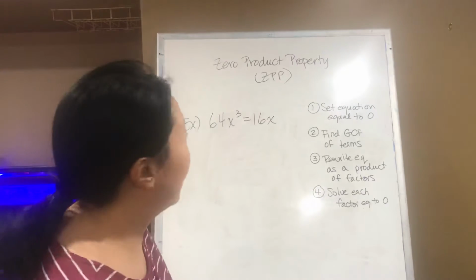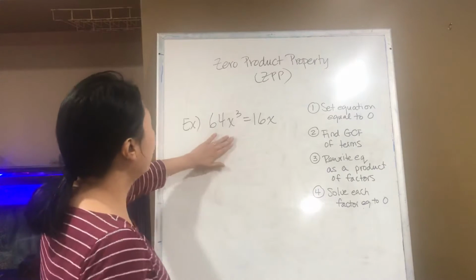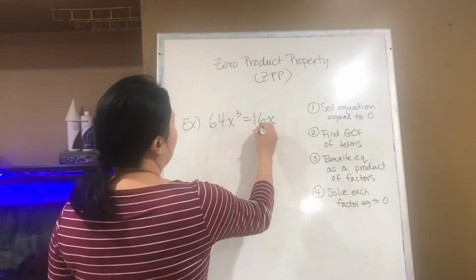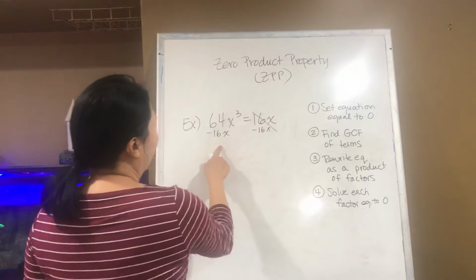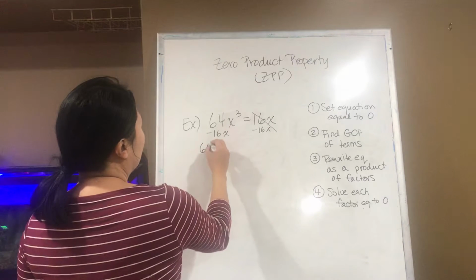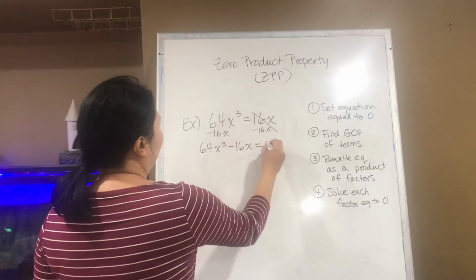So step one is to set the equation equal to 0 if it's not already. So in this case, I would subtract 16x from both sides. Obviously, these would cancel out, and my new equation would be 64x cubed minus 16x is equal to 0.